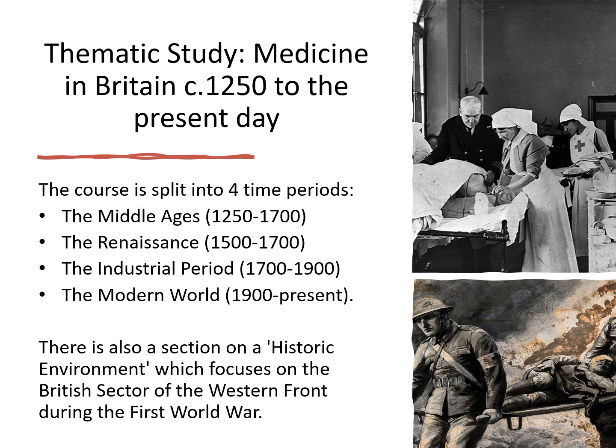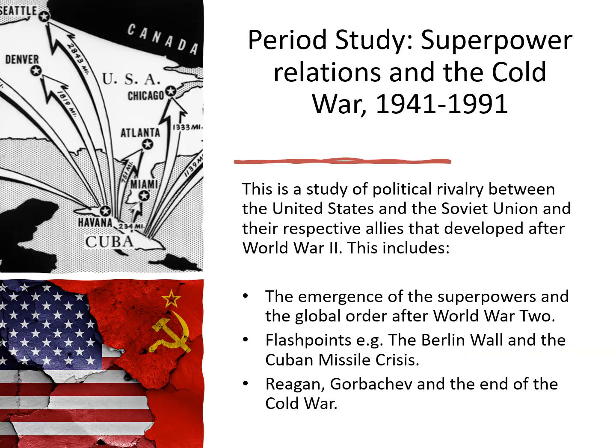The medicine course is split into 4 different sections, and this is so you can see the progression of medicine throughout human history. We start by looking at the Middle Ages, then we progress to the Renaissance, then we look at the Industrial period, and we finish by looking at the modern world. After Christmas, we look at a specific section called the Historic Environment, which focuses specifically on the British sector of the Western Front during the First World War.